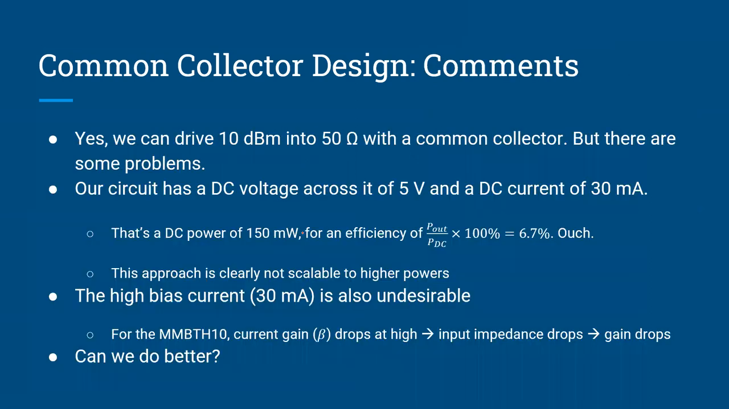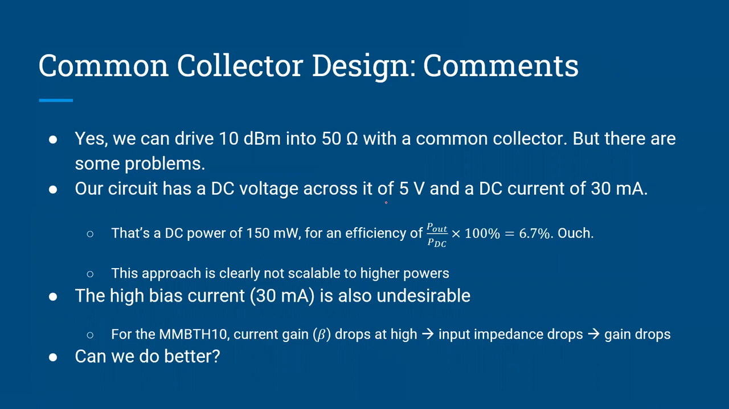So we can say a few things about this approach. Yes, it worked. However, there's some issues. One is, what's the power that's being dissipated in the transistor and the emitter resistor? Basically, what is the power that's being dissipated that's not going into the load? In this case, we have a DC voltage source of 5 volts. We have a DC current of 30 milliamps. So the product of the two is basically the DC power that's being dissipated within our circuit that's not going to the load.